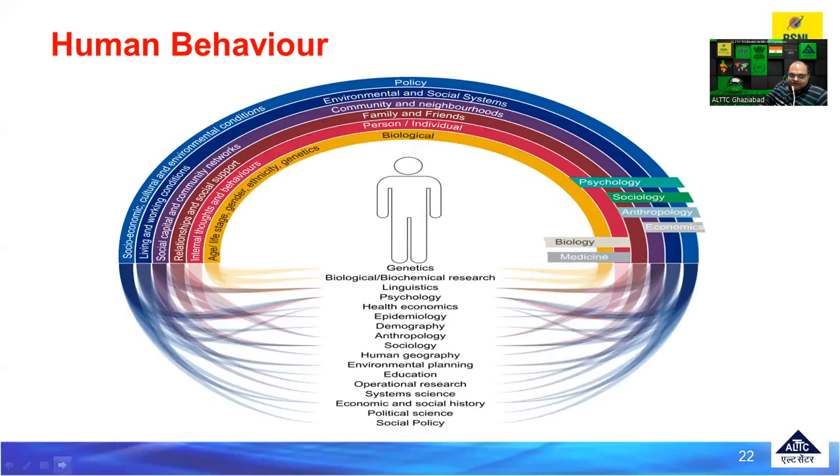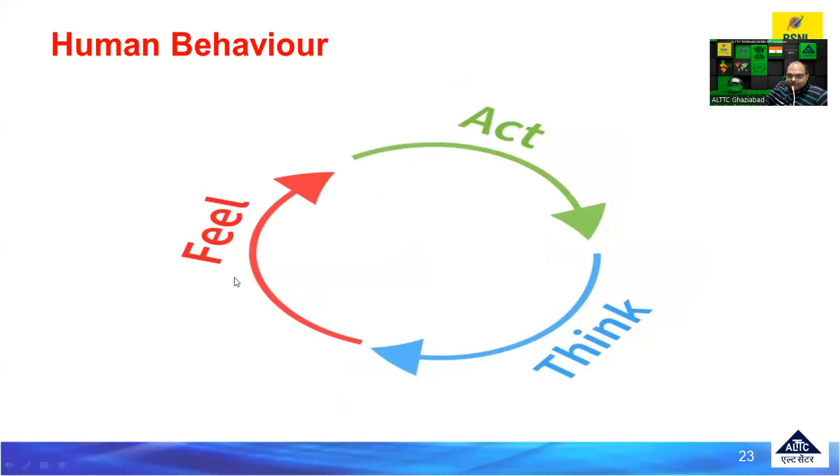I am not going into this complicated diagram. Feel, act, think. Human behavior: how it feels, how it acts, how it thinks. Three things are there. So when thinking is there, definitely the human brain is there.